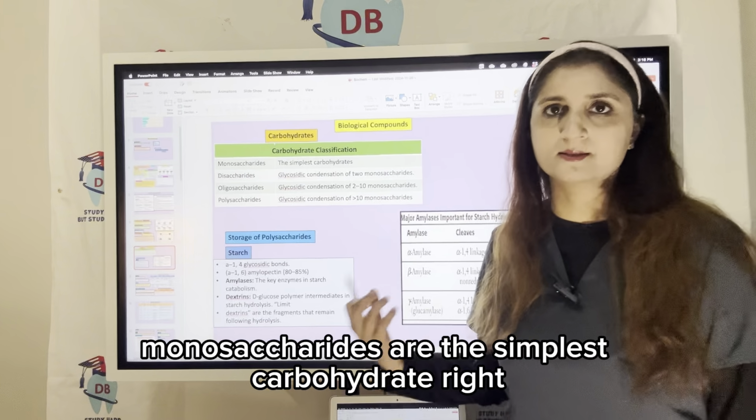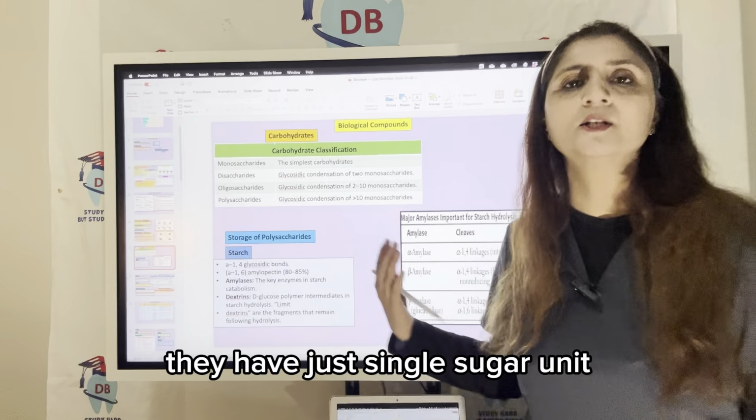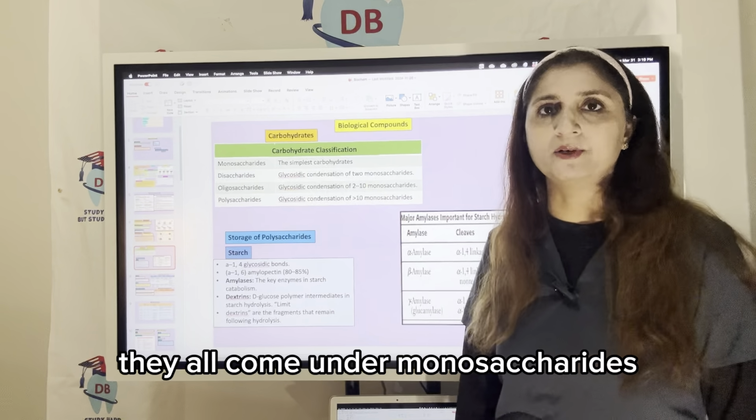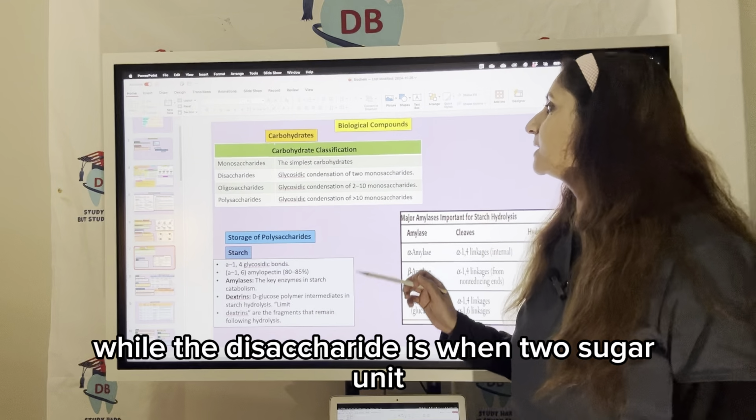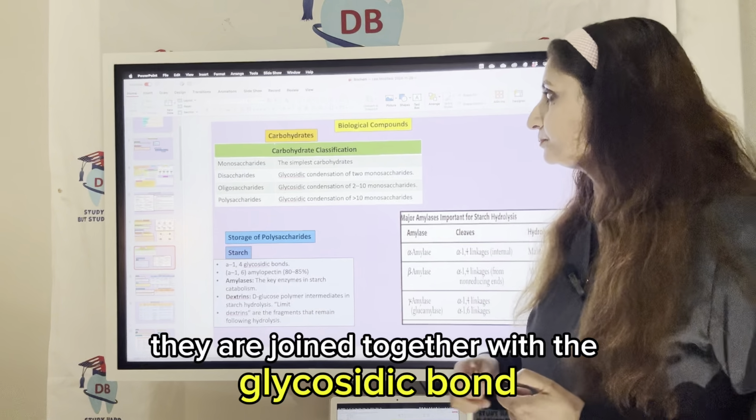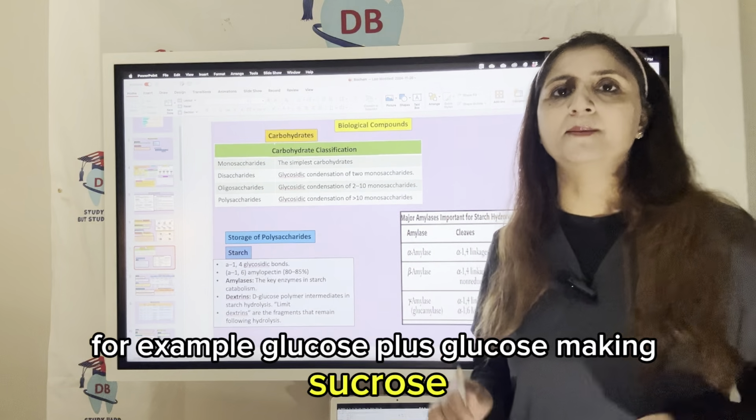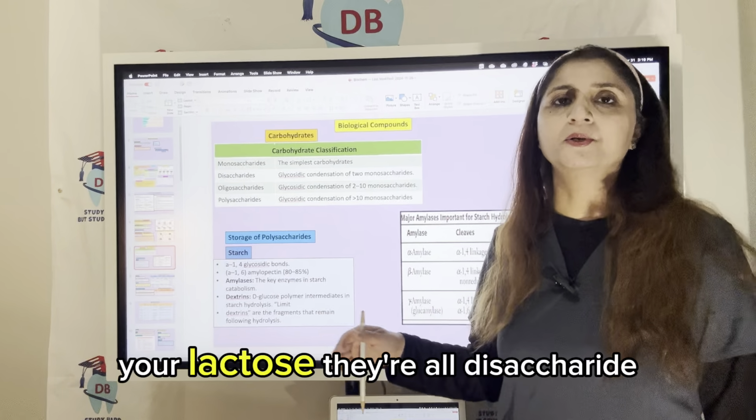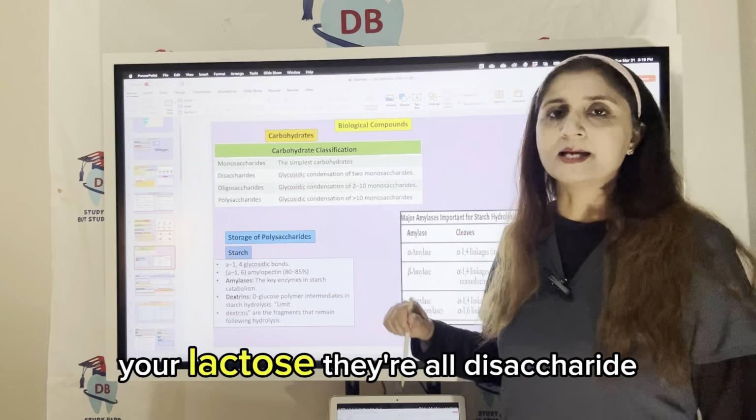Monosaccharides are the simplest carbohydrates, right? They have just a single sugar unit, like glucose, fructose, they all come under monosaccharides. While a disaccharide is when two sugar units, or two monosaccharides, are joined together with a glycosidic bond. For example, glucose plus fructose making sucrose, like that. Sucrose, lactose, they're all disaccharides.